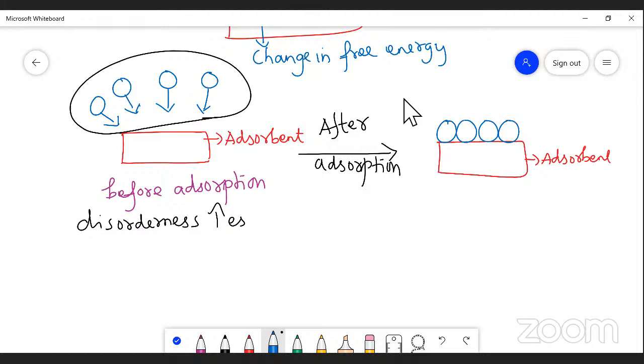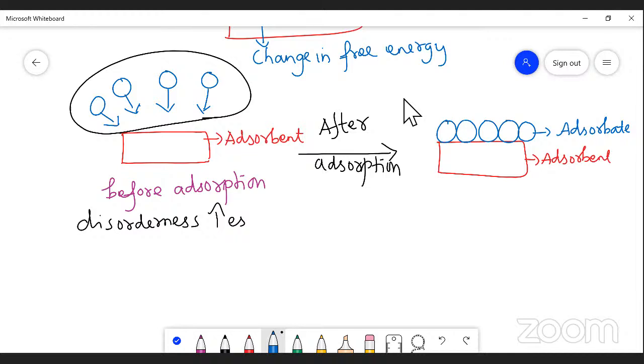Like this, it is going to be adsorbed. Okay, this is the adsorbate. Now, if you take the adsorbent, the adsorbent is ready to take a molecule on its surface. Now the adsorbate is adsorbed on the adsorbent. Now you look at the figure.